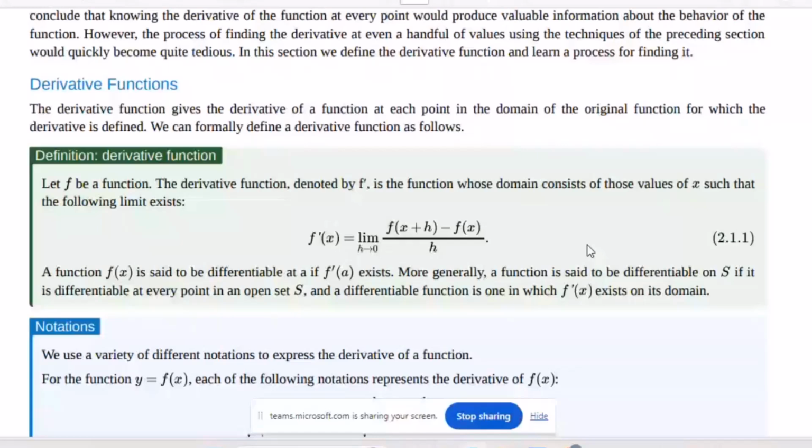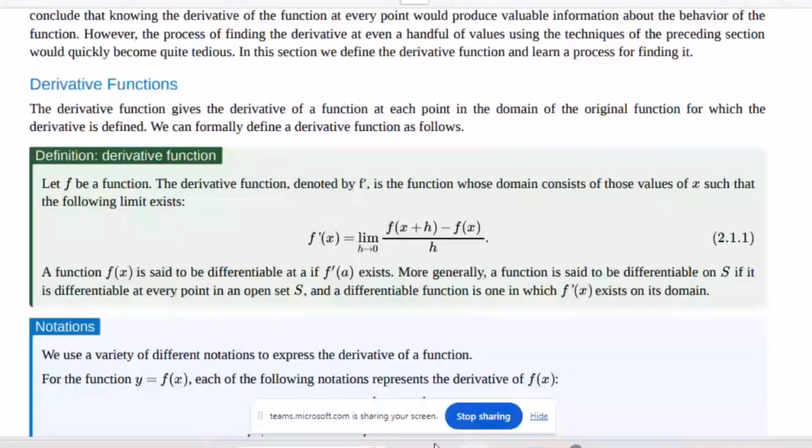This function, f of x, is said to be differentiable at a if f prime, that means finding the derivative of f, then substituting a, exists. More generally, a function is said to be differentiable on S if it is differentiable at every point in an open set S. And a differentiable function is one in which the derivative exists on its domain.